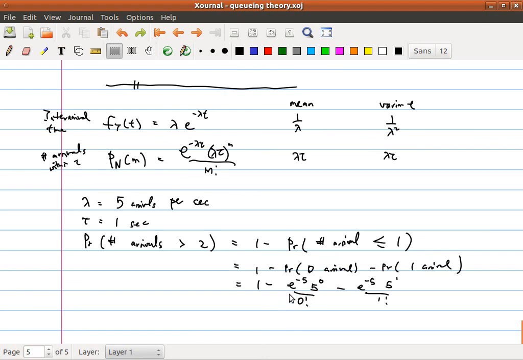The probability of 0 arrivals is just e to the minus 5 times 5 to the 0 over 0 factorial, as lambda tau is equal to 5, and the probability of 1 arrival is e to the minus 5 times 5 to the power 1 over 1 factorial, and that is just 1 minus 6 e to the minus 5. And that's just a very simple example.